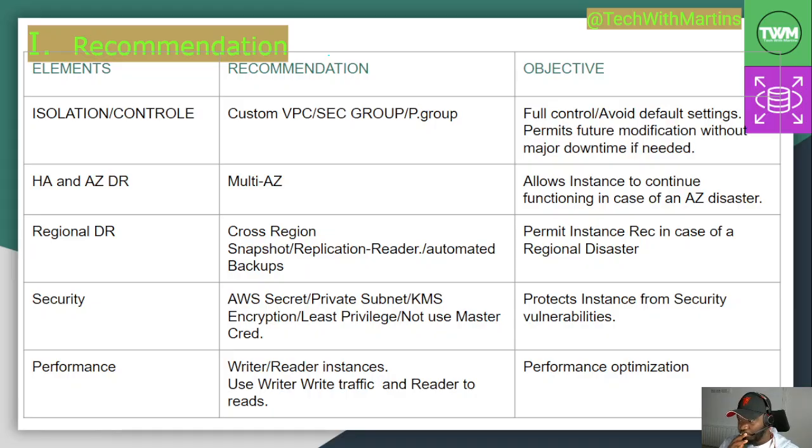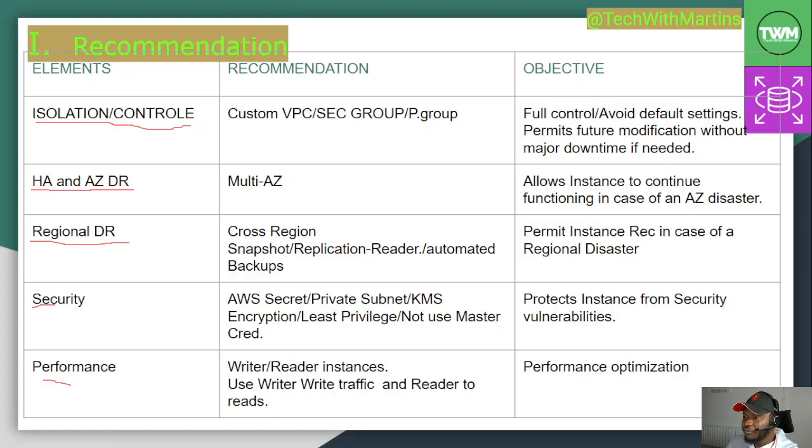As far as these recommendations are concerned, we are going to be looking at various elements like isolation and control. We're going to look at high availability recommendations, disaster recovery recommendations, regional disaster recovery recommendations, security, and performance. These are just some of them, but these are the basics of deploying a production RDS instance. It's not all, just the basics. I will identify each of them, then give you the recommendation and why that is recommended.